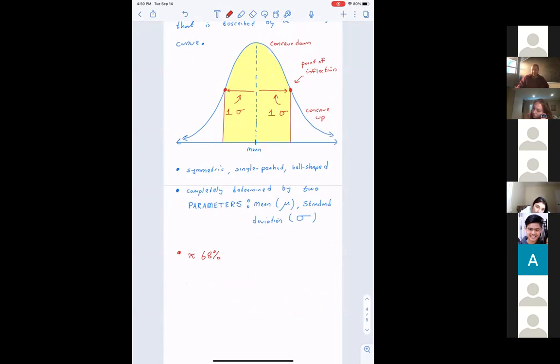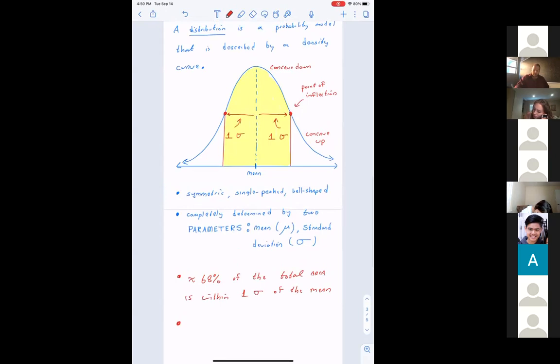So approximately 68% of the total area is within one standard deviation, one sigma of the mean. Now, if I would have gone 2 sigmas from the mean in either direction, then I will, of course, cover more than 68%, correct?